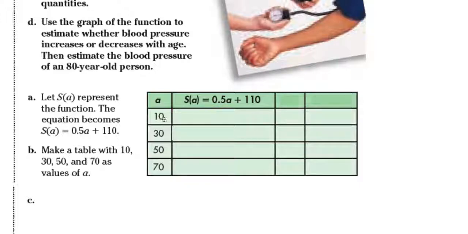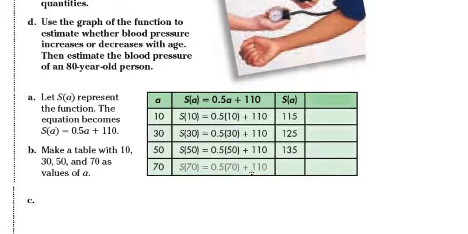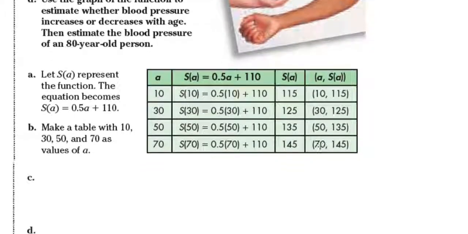And we simply substitute the value of 10 for A, and S of 10 is equal to 115. That is your S of A, or your dependent variable. S of 30, substituting that, will give you 125. S of 50 will give you 135, and S of 70 will give you 145. So you have your ordered pairs now, A and S of A. Remember, S of A is also your dependent variable or your y coordinate. So you have 10 and 115, 30 and 125, 50 and 135, and 70 and 145.